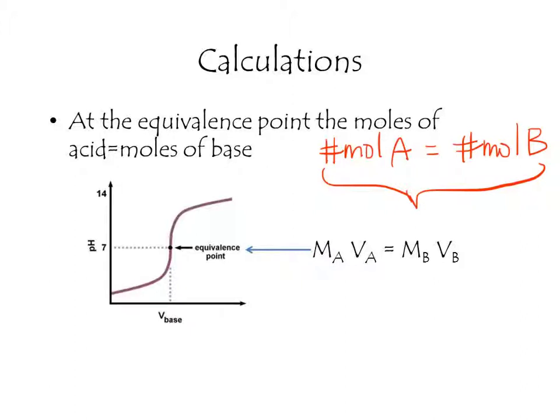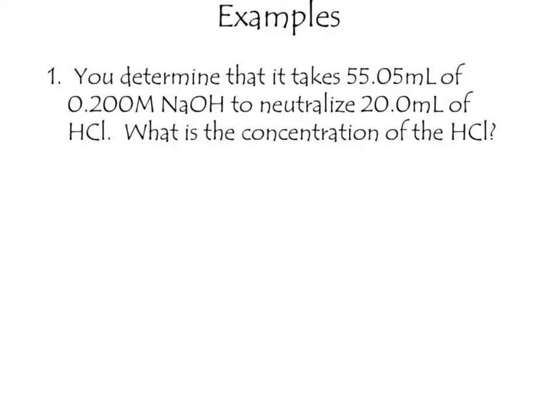So if you remember in the dilutions, I showed you that the number of initial moles equals the final number of moles. So this is the reason why you could use an equation similar to the dilutions equation in a titration. It looks very similar, but we're dealing with acids and bases. So let's go ahead and do some calculations dealing with titration.